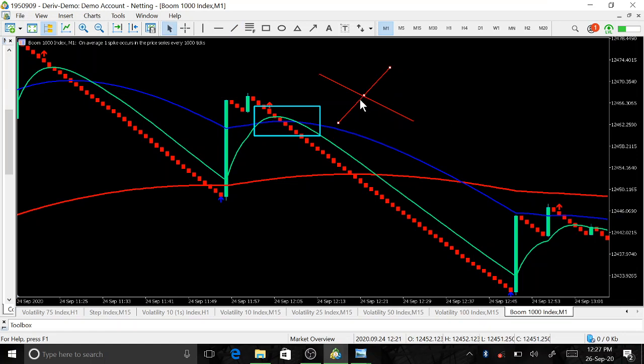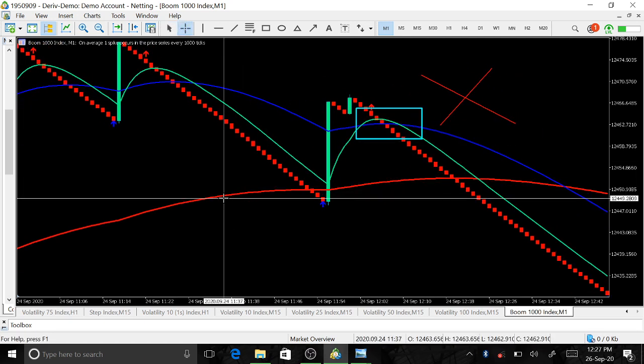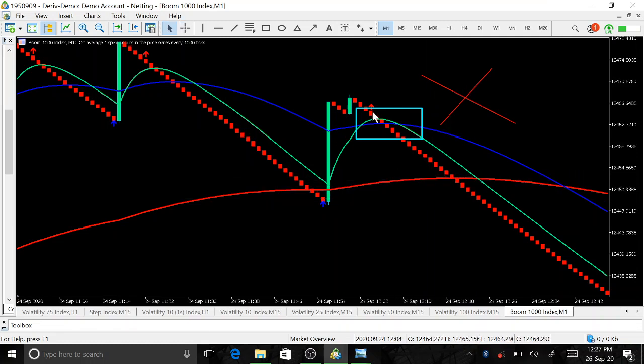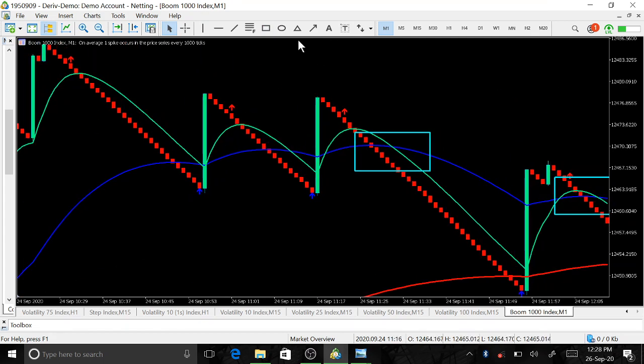Why? Because the market is above the 200 EMA. You can see it. This is Boom 1000. This is my 200 EMA here. The market is above it. Though we crossed over, we are not entering the market. Why? Because we expect the bulls to be in control. You can see all these crossovers, they are all invalid. You enter at your own risk.